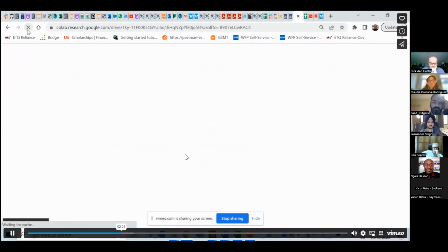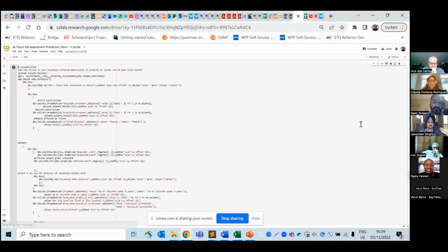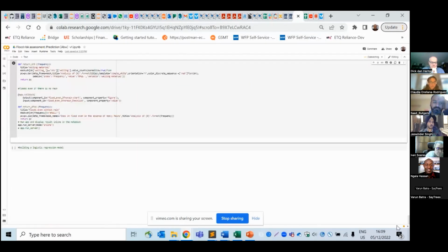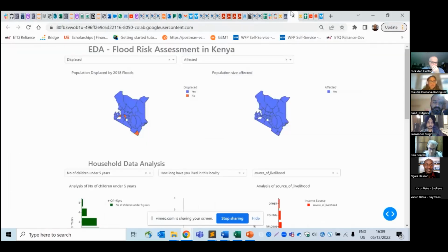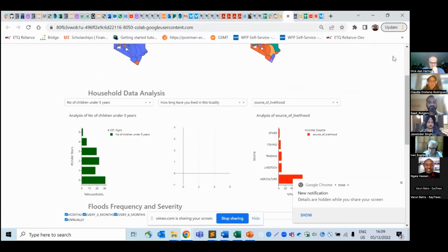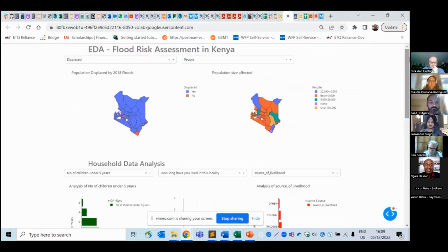So I'm still working on the EDA part, getting a better understanding of the factors that might be driving these households to high or low vulnerability to floods. And then once I have a clear picture of that, I'm going to go to the next step, which is building a logistic regression model, which can classify the households in terms of high vulnerability and low vulnerability. So this is just part of the work that I have done.